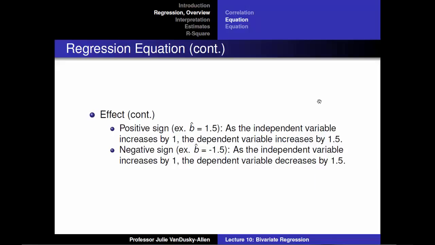Last, the coefficient also tells us the specific effect that the independent variable has on the dependent variable. If, for example, b hat equals positive 1.5, as the independent variable increases by 1, the dependent variable increases by 1.5. If, on the other hand, b hat equals negative 1.5, as the independent variable increases by 1, the dependent variable decreases by 1.5.